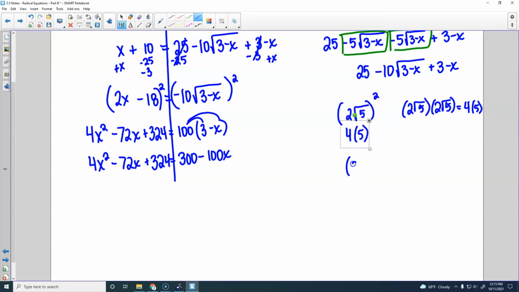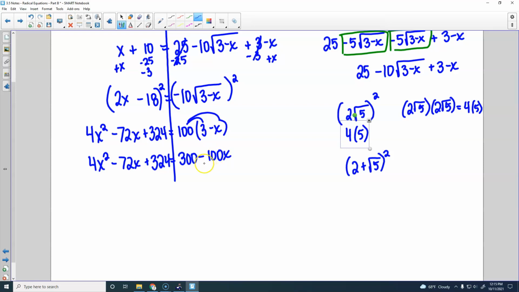If I had 2 plus the square root of 5 squared, then I would have to distribute. So that's the difference there. Since these are just multiplied, you can just square each one. But you cannot do that when there are plus or minus signs. That's a good question.